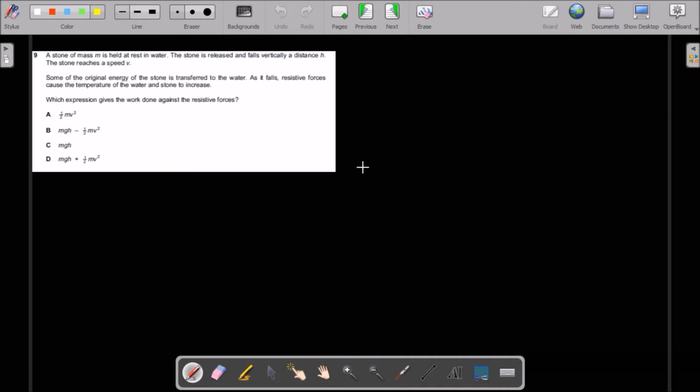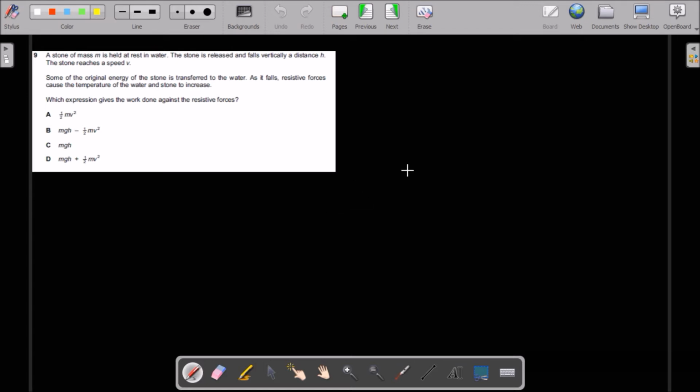Question 9. A stone of mass m is held at rest in water. The stone is released and falls vertically a distance h. The stone reaches a speed v. Some of the original energy of the stone is transferred to the water. As it falls, resistive forces cause the temperature of the water and the stone to increase. Which expression gives the work done against the resistive forces?